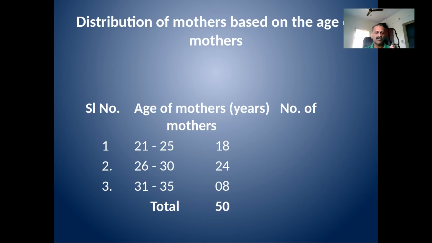21 to 25 means the class interval is 4. Then 26 to 30 is also 4. 31 to 35 is also 4. This should be equal class intervals for all the data. So these are very important when you formulate class intervals.